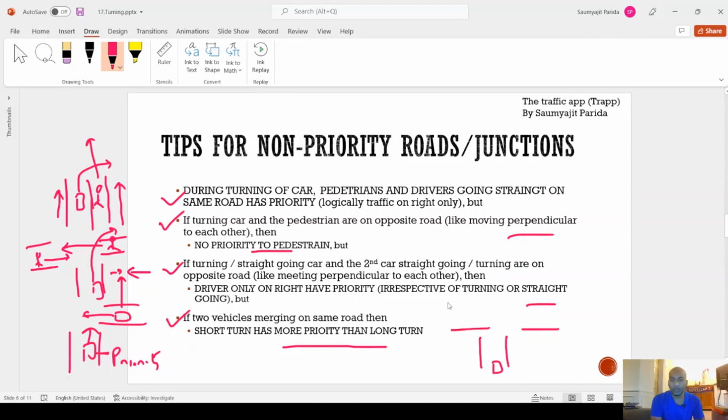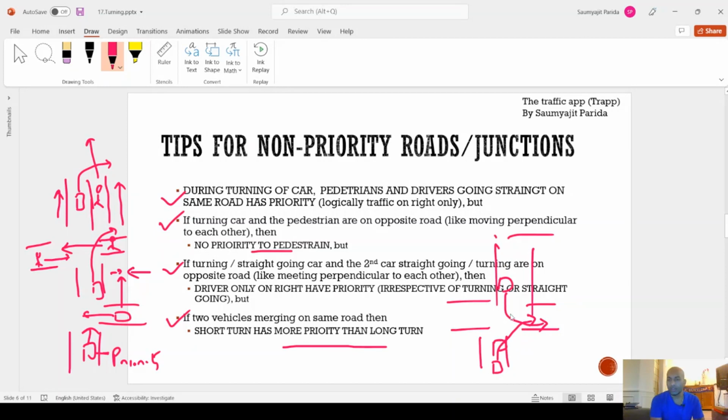let me draw a four-way road. If a car wants to turn in this direction, and a car on this road wants to take a turn like this. My drawing is not that good.